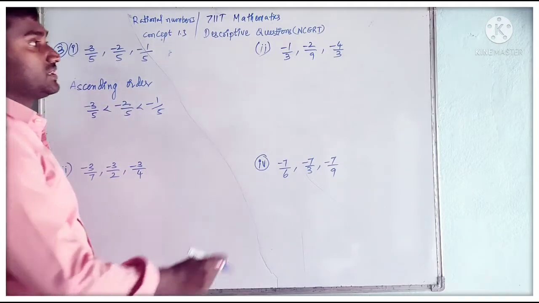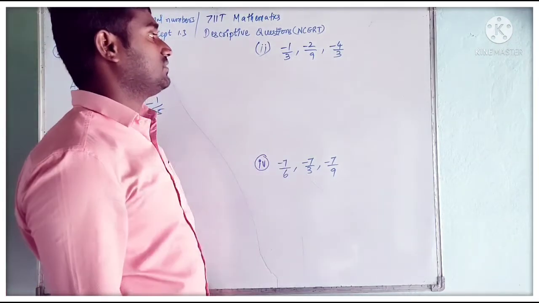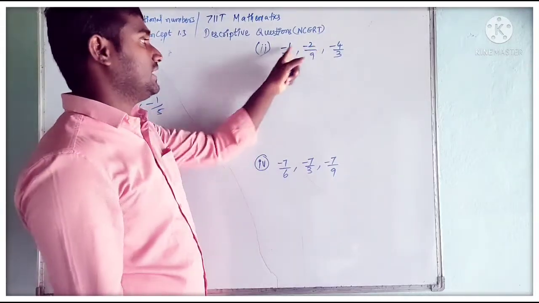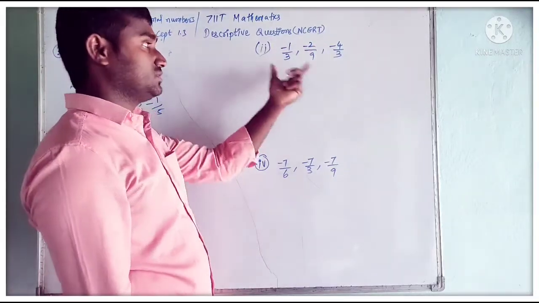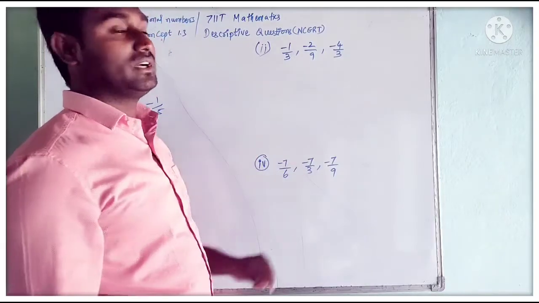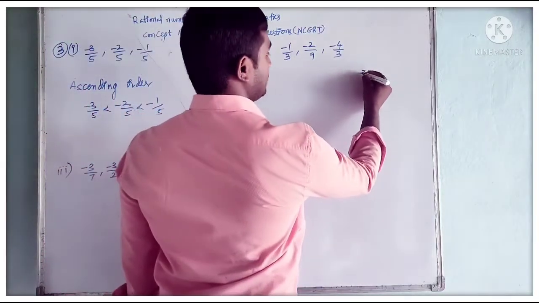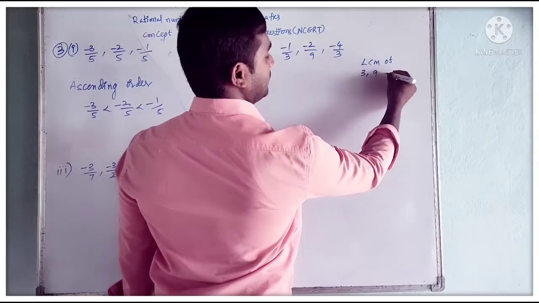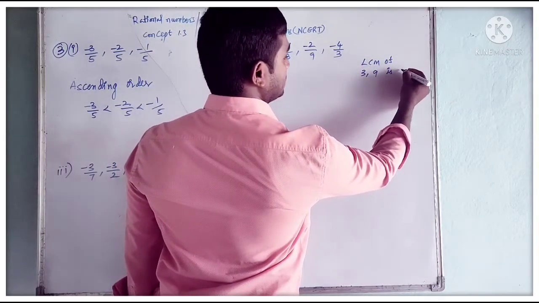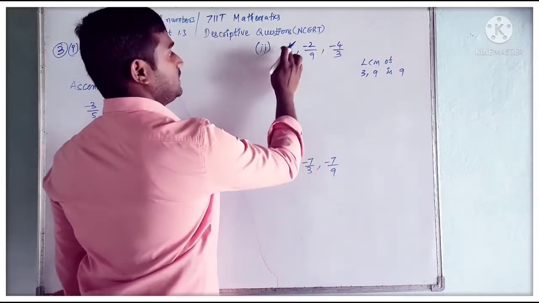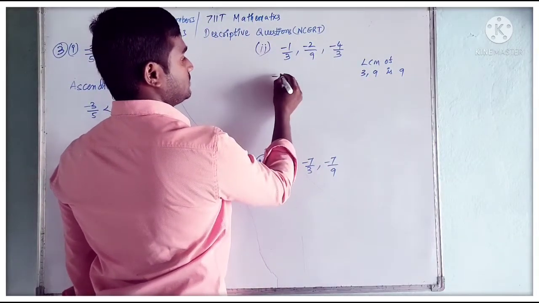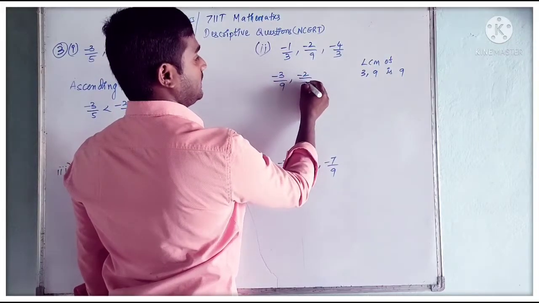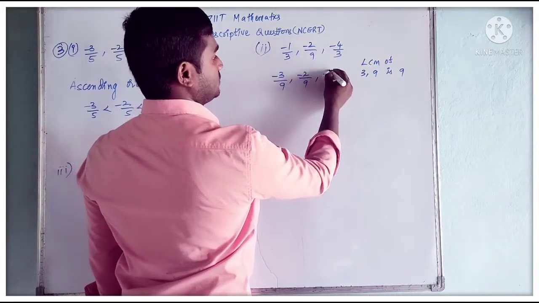Yes. Now coming to the second question, here we have different denominators, and different numerators also. So we need to make equal denominators. The LCM of 3 and 9 is 9. So to get 9 we multiply by 3 for the first one, so it becomes minus 3 by 9, the next is minus 2 by 9, and this is minus 12 by 9.